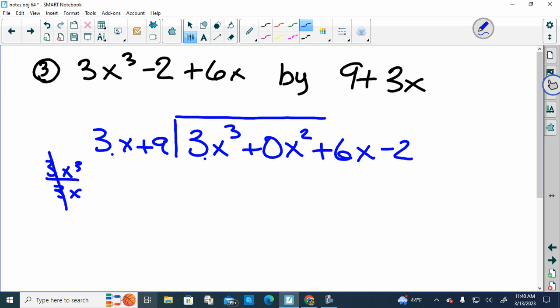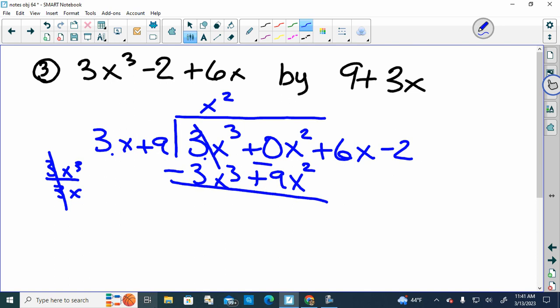3's go away, right? X squared. Goes up to the top. Right, multiply it out. Okay, so 3x to the third, and then x squared times 9, which is going to be 9x squared. But then I've got to switch. This goes away. This just comes down because that was 0. So -9x squared, and then bring down an x.